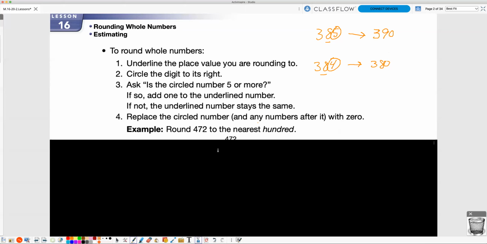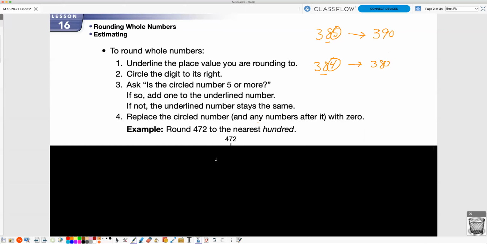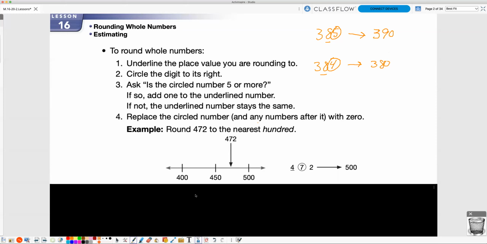So an example, 472. If you want to round it to the nearest 100, you can see it on a number line. You've got 400 or 500. Which one is it closer to? If you put 472 accurately on a number line, you would see it would be beyond the 450 mark, and anything 450 and over would be closer to 500.